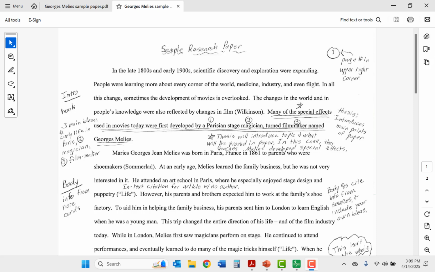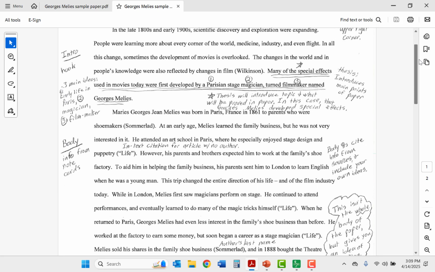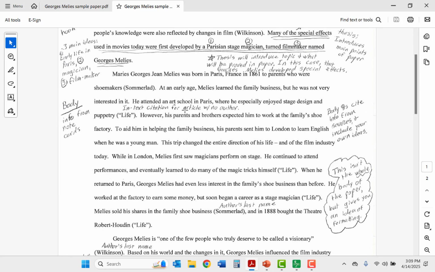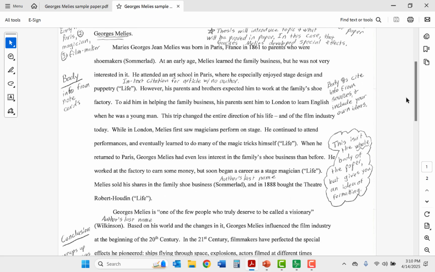As I scroll down on this, it again explains the in-text citation. So this one has an author. This one is an article with no author. So this is what was in the top right corner on my note card. Okay, so the body of my paper is going to be the information from those note cards. And again, the body paragraphs will cite the information from the sources and include your own ideas.